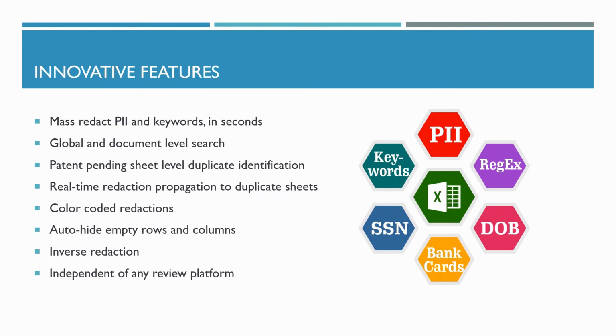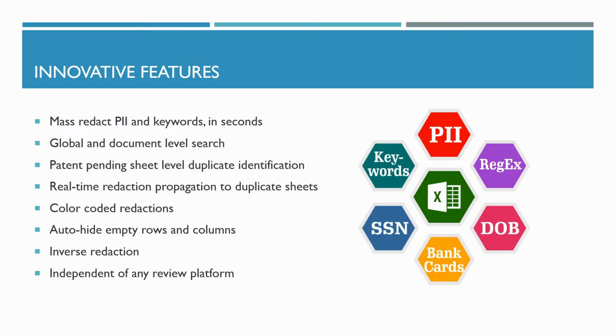Exolution has many innovative features like mass redaction of PI and keywords across thousands of workbooks in seconds, literally. It supports global and local search, so users can perform keyword and regular expression search across masses of documents. And we have patent pending technology for sheet level duplicate identification. The propagation across duplicate sheets and duplicate workbooks is real time, so reviewers don't have to spend a lot of time after review is done to propagate redactions from one set of documents to the other duplicate sets.